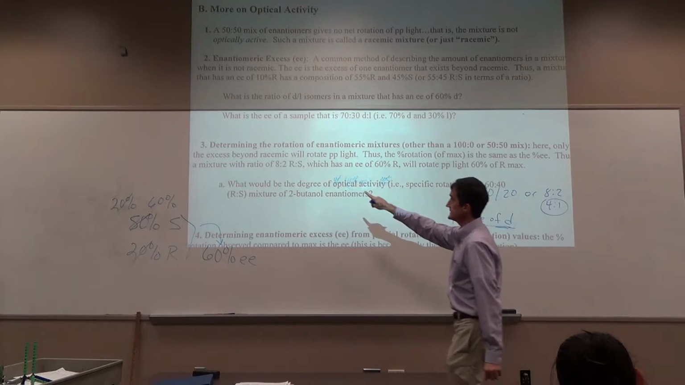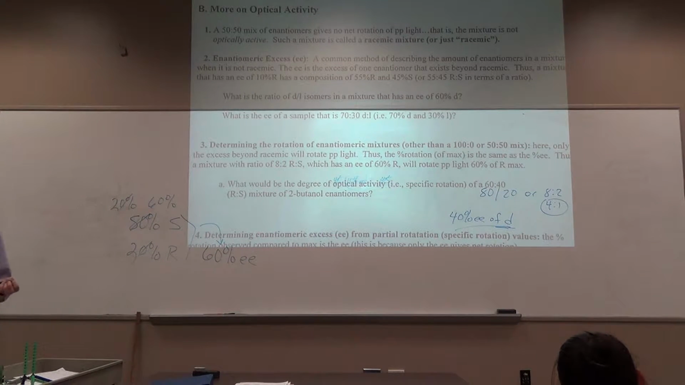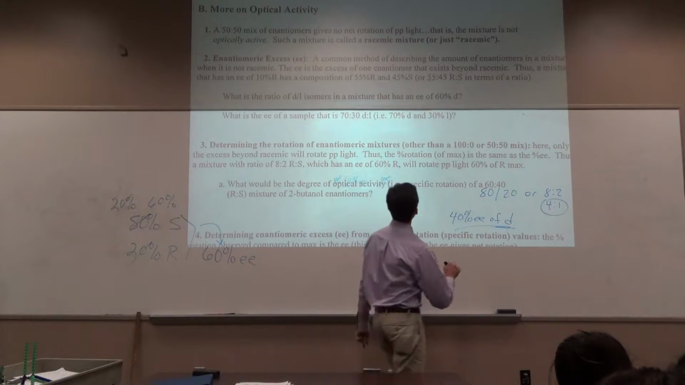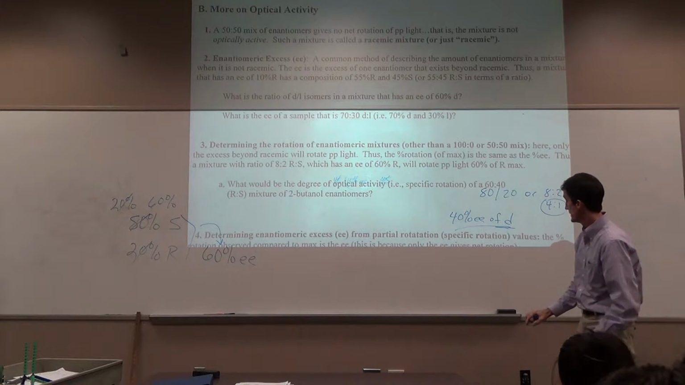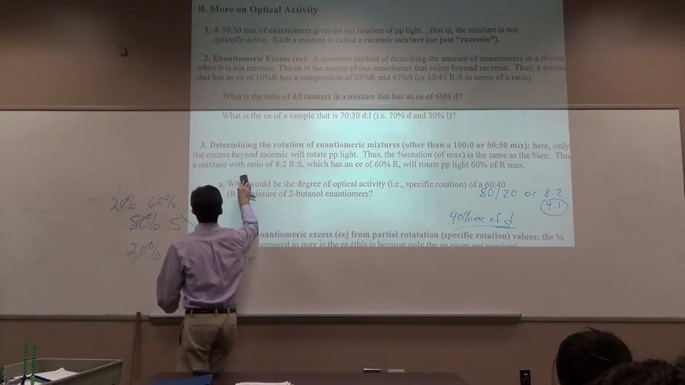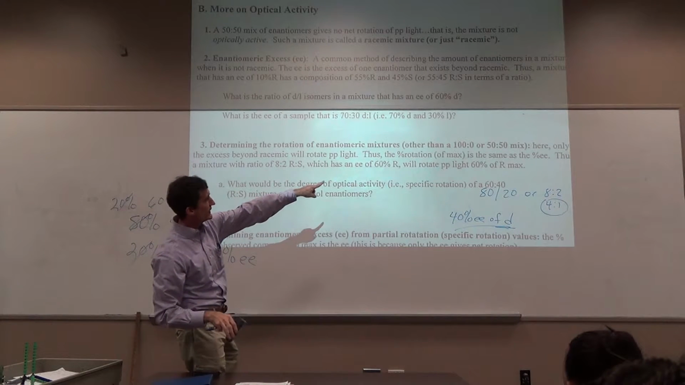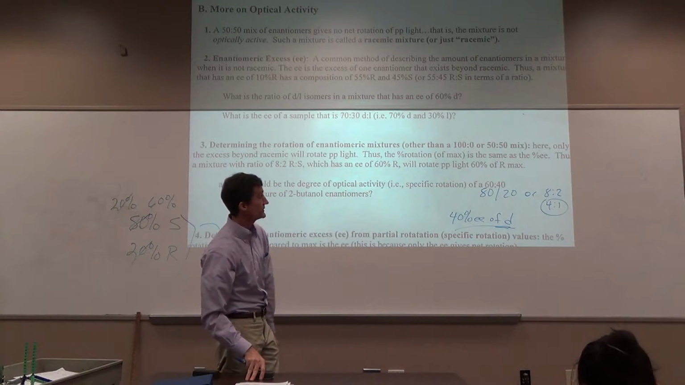Only the excess beyond racemic rotates. The only thing that rotates is your enantiomeric excess. Because remember, the remainder cancels each other out, and it cancels each other out in terms of rotation. Percent rotation is the same as the percent EE.